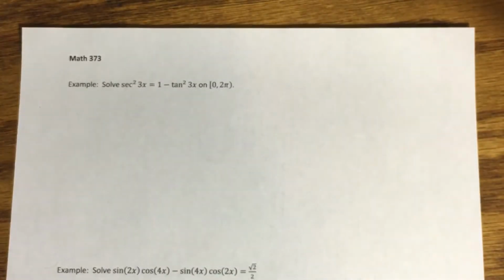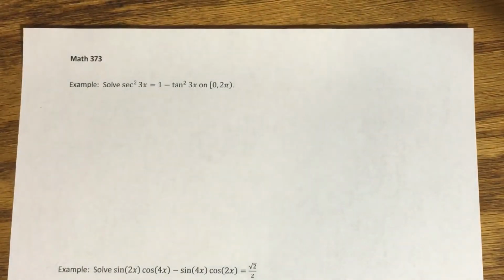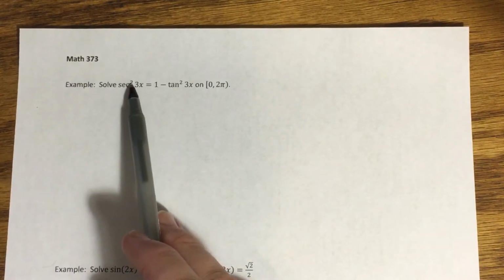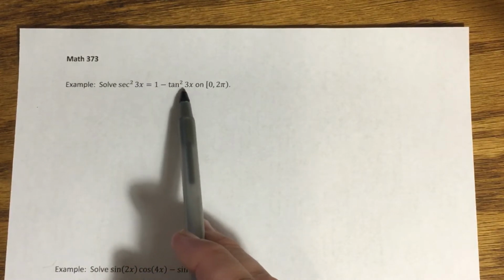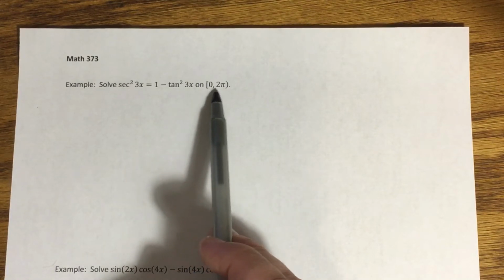All right, we're continuing on with solving trigonometric equations. I have 3 more examples I want to work through. And let's start with this one. So I'm solving secant squared of 3x equals 1 minus tangent squared of 3x on this interval from 0 to 2 pi.